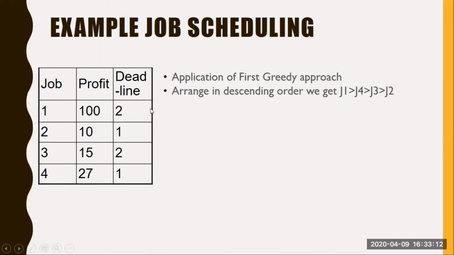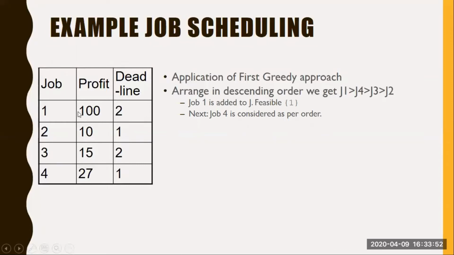Now when we choose the first job, we have to see if it is within the deadline. The deadline is 2 minutes, so I can even try to run this within the second minute. So job 1 is added, as it is feasible. Then I go for the next job, which is job 4. In case I have added job 1 in the first slot, then job 4 I'll have to add in the second slot. But the deadline is only 1 minute. Within the first minute, it should have gotten over.